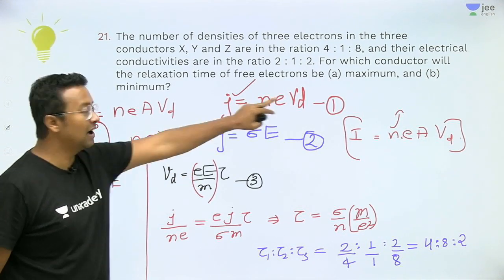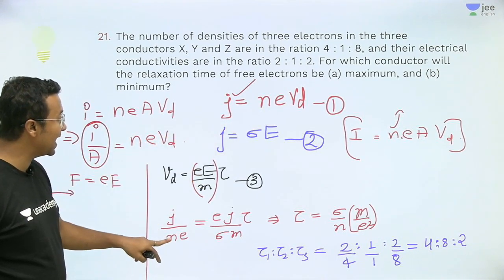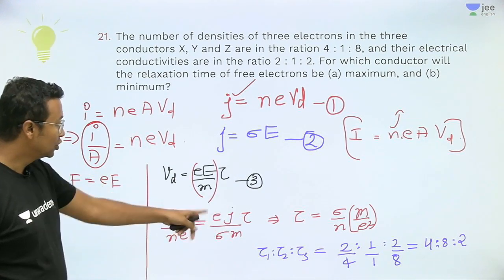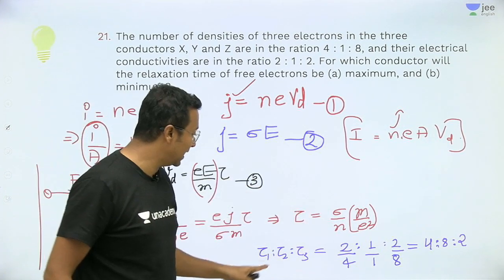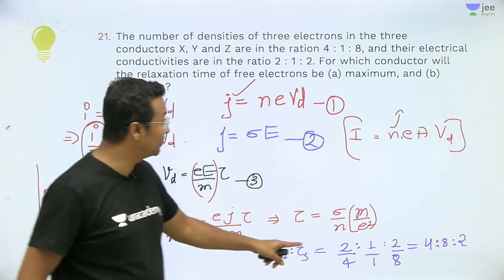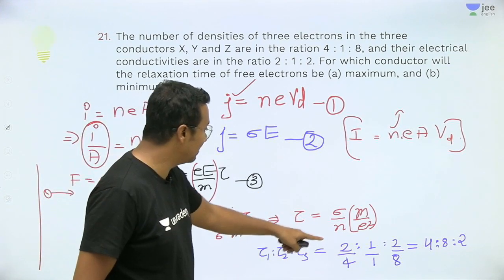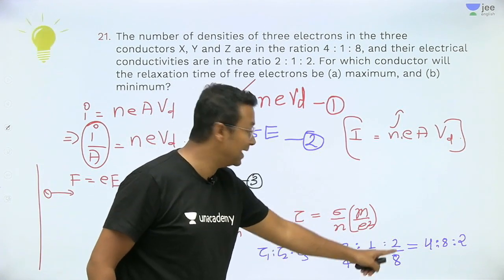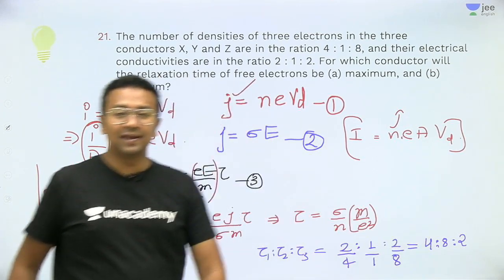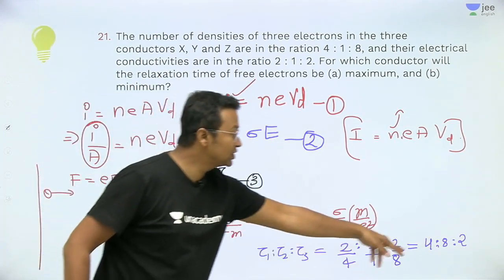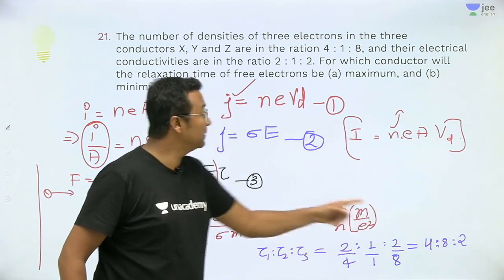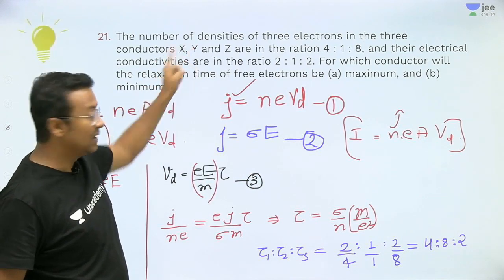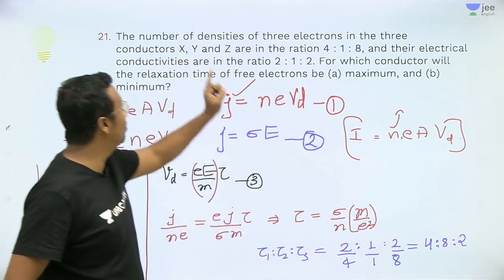Okay, what are you going to do? We are going to replace it out here, right? So we get J by ne as equal to Vd into tau. Fine. So when we put this, we get the value of tau, and then when we take the ratio, it will be nothing but sigma by n. Sigma by n. So you take 2 by 4, 1 by 1, 2 by 8. The ratio is 4:8:2. The relaxation time is in the ratio 4:8:2. Get it? That means we have the maximum for which one? The Y, and the minimum will be for Z.